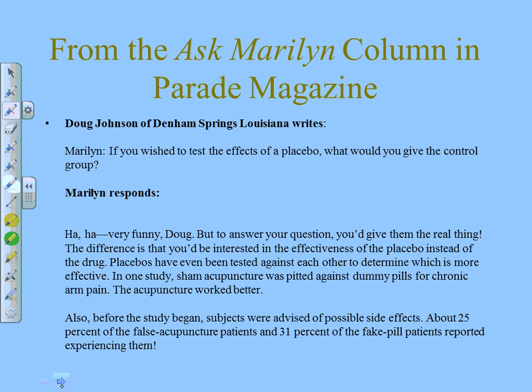This is talking about placebos, how you can test the effects of a placebo. What would you give the control group? You'd give them maybe the real thing or another placebo or nothing. So this is a fun thing. Placebos have been tested against each other to determine which is more effective. In one study, sham acupuncture was pitted against dummy pills for chronic arm pain. Okay, so this is just like somebody who's randomly kind of sticking pins in somebody's arm and saying, this is acupuncture, it's going to work. And maybe they don't even stick pins in the person's arm. They have them knocked out or something. And other people are given dummy pills.